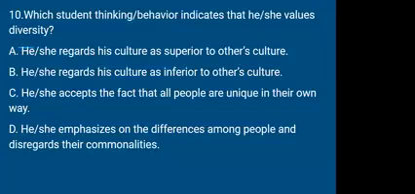What do you think is the correct answer? It seems like many of you will top the board exam, you know the answers already. Since you know the answers, what should you practice? Just practice the shading. For number 10, the correct answer, yes, you're right, it's letter C: he or she accepts the fact that all people are unique in their own way.